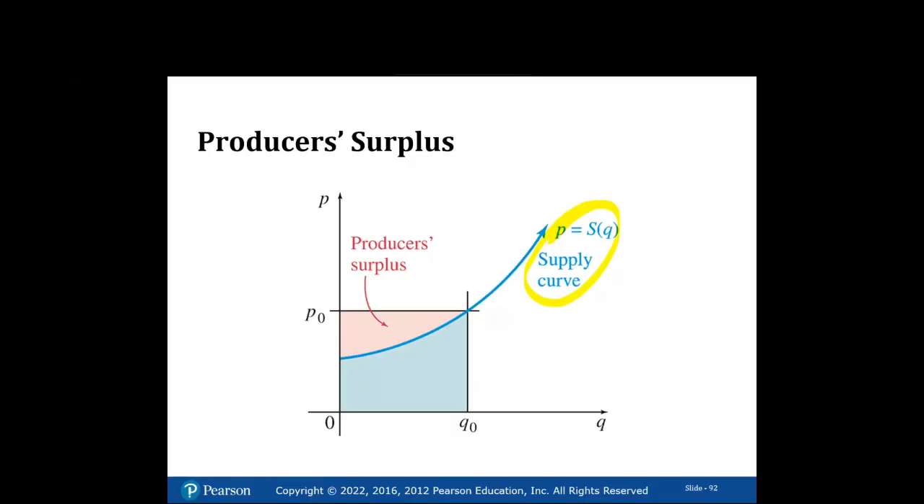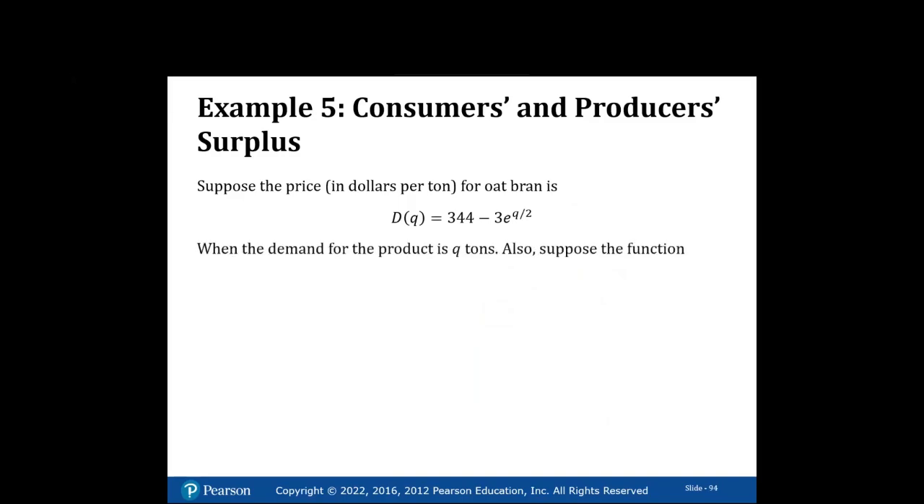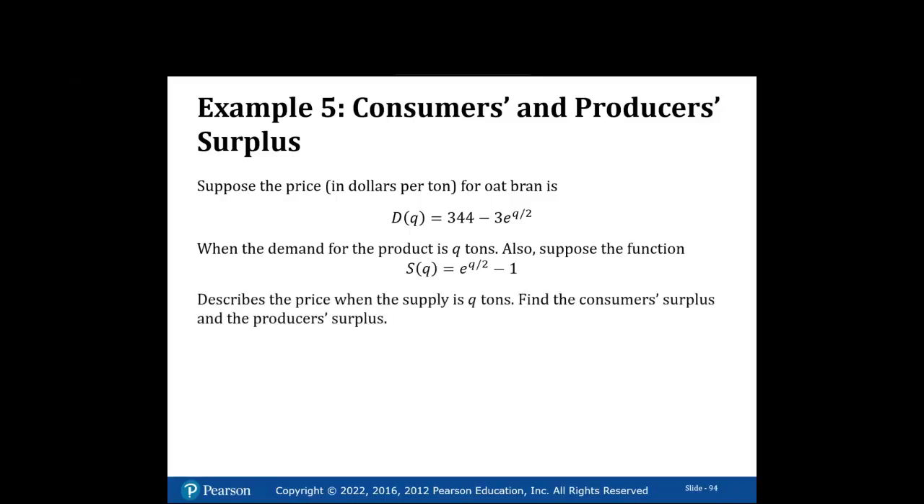So we're going to apply it to help it make a little bit more sense. Suppose the price in dollars per ton for oat bran is this demand function, 344 minus 3e to the q over 2, when the demand for the product is q tons. Also, suppose that S of q, e to the q over 2 minus 1, is our supply curve. So that describes the price when the supply is q tons. Now we want to find the consumer surplus and the producer's surplus, and then look at what that tells us.